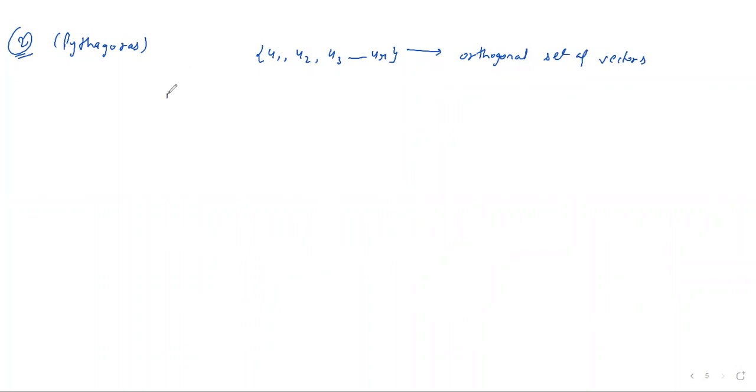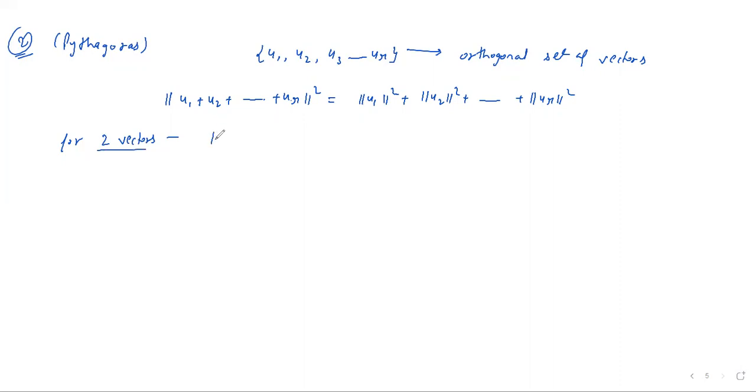It is saying that the norm of u1 plus u2 going on to ur, whole squared, is equal to the norm of u1 squared plus the norm of u2 squared plus going on to the norm of ur squared. Similarly, if I do it for two vectors, then you can easily see the Pythagoras theorem, which is the norm of u plus v, whole squared, is equal to the norm of u squared plus the norm of v squared.